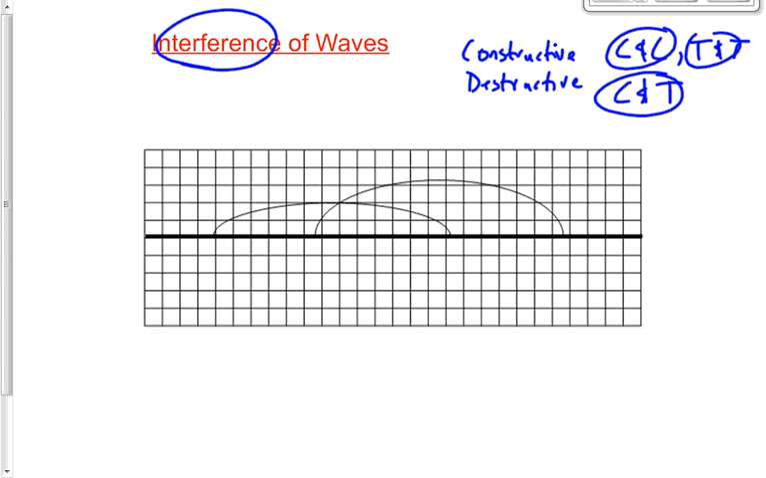I said crest meets trough. It's not really crest meets trough. It's really talking about sound waves, right? So it's really compression meets rarefaction, right? Because sound waves are longitudinal waves. It's easier to think of it as crests and troughs, though.